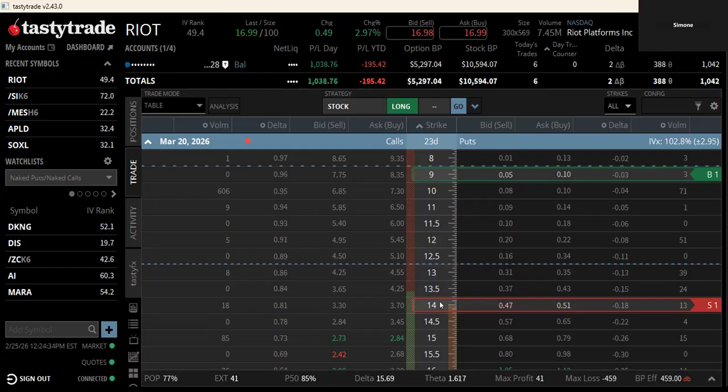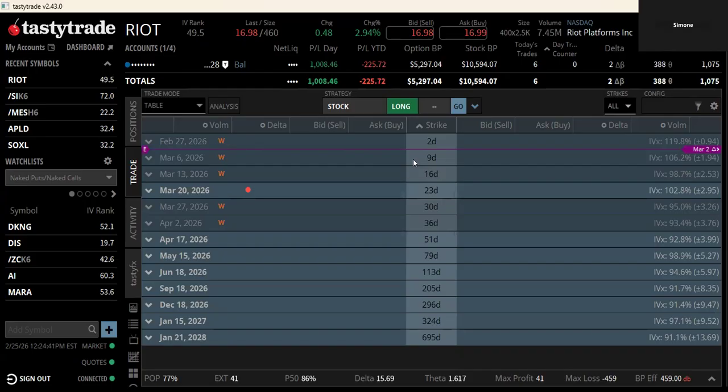Now, the reason why I don't like this particular trade, especially if you're new, is earnings. It's coming out on March 2nd. That's the uncertainty.